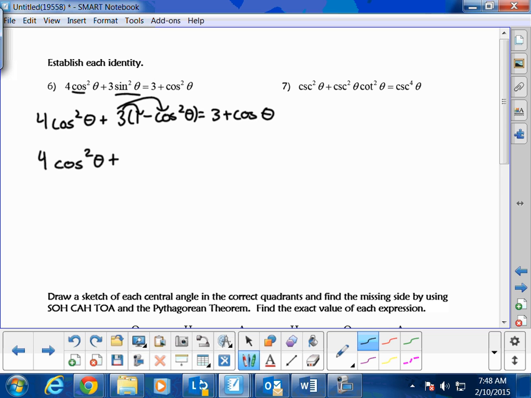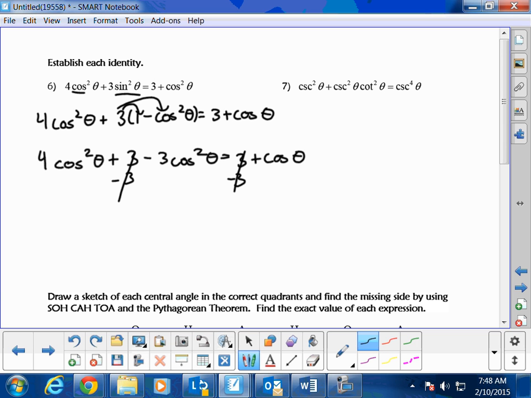Yes, so we'll get 3 minus 3 cosine squared theta is equal to 3 plus cosine squared theta. All right. Now from here, I'm going to go ahead and just cancel out the 3's. You all see how we have 3's on both sides? And that's going to assist me because it just makes things simpler. Okay, if I subtract 3, I subtract 3, they cancel out. And then from there, I'm now just left with cosine squared theta.